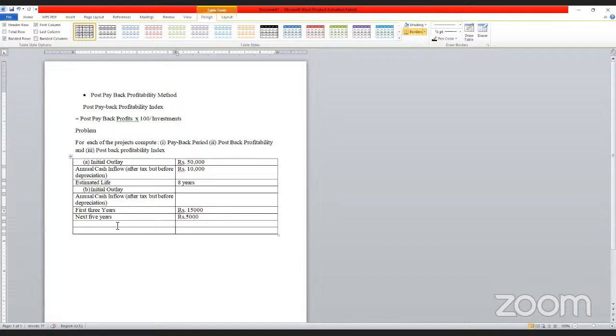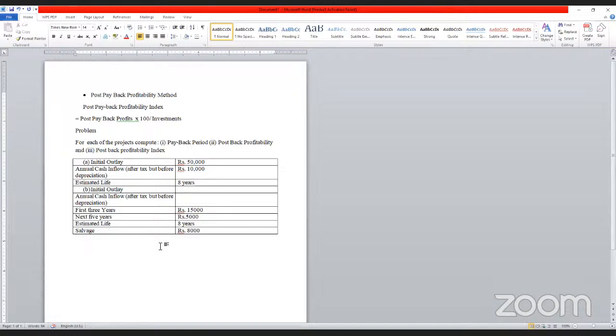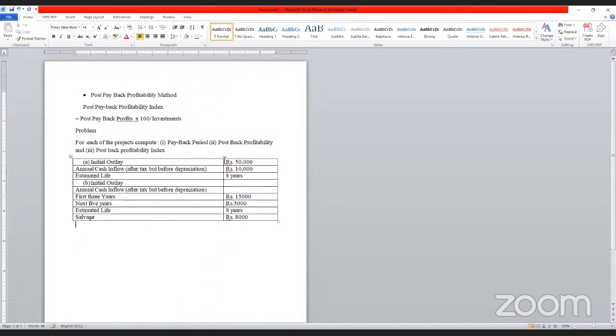Here the estimated life is 8 years. Then salvage value is rupees 8,000. Now we need to calculate these three. We will solve the problem. Solution.